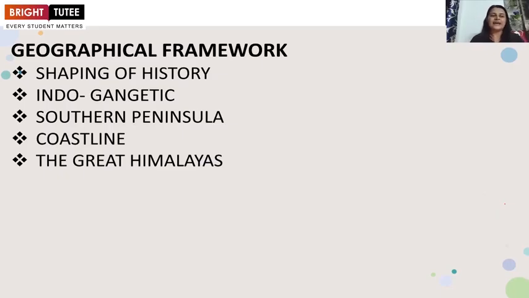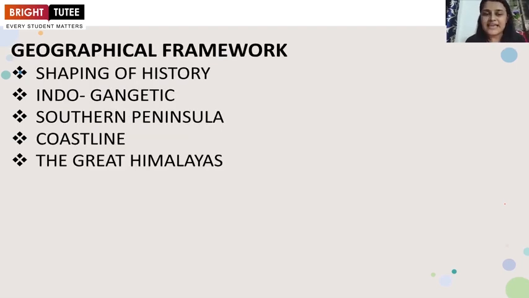Now, next we'll look into the geographical framework. When we look into the geographical framework, it is very important because it actually helps in shaping history. Without knowing geography, we cannot understand where human civilization started living, where they have gone, and how they have developed new kinds of culture. So this is very important.